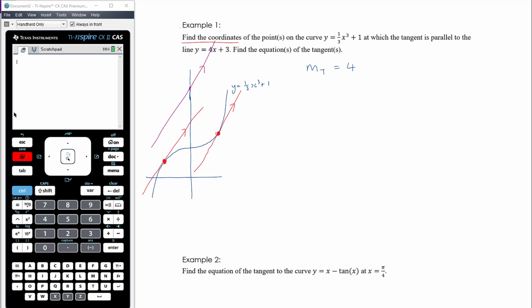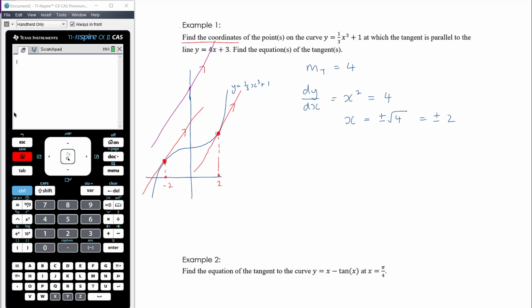That is, where is the derivative of the curve equal to 4. So we want dy/dx, which in this case is going to be 3 times a third, so that's 1x squared. It's just going to be x squared. We need that to equal 4. We can solve for x, so x equals plus or minus root 4, which is plus or minus 2. That's marrying with what I'm seeing in my diagram. Positive 2, negative 2. Now the question asked me to find the coordinates, so I also need the y coordinates of those points. When x equals 2, what does y equal? When x equals negative 2, what does y equal?